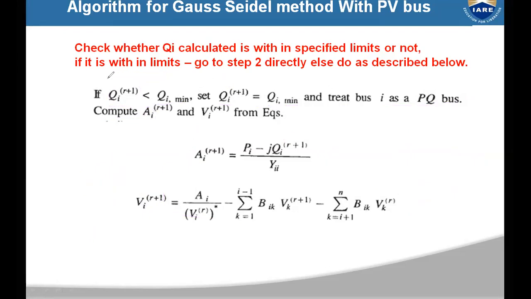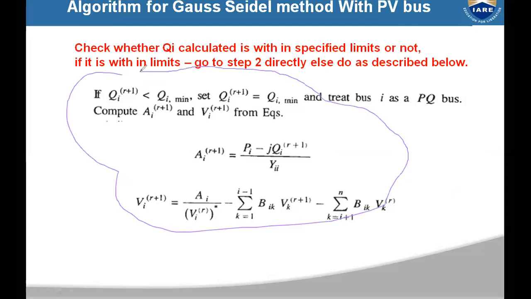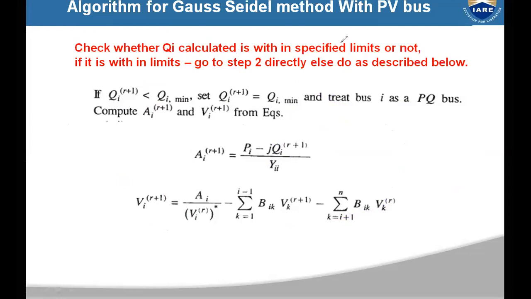Right. So this total, you have to do only if your QI calculated value is not within the limits. Okay. If it is not within the limits, then you do this procedure. Suppose your QI calculated value is within the limits, then you need not calculate all these values. You have to go directly to step 2, where you will calculate the angle.